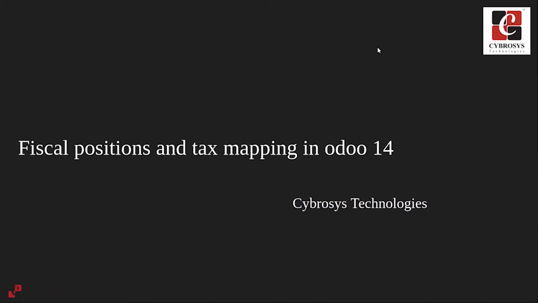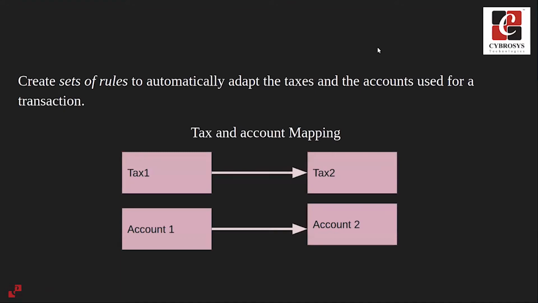So according to your customers and providers, localization and business types, you might have to use different taxes and record the transactions on different accounts. So in Odoo, we have a few fiscal positions already pre-configured on your database as a part of your fiscal localization package. So we can create a set of rules to automatically adapt the taxes and accounts used for a transaction.